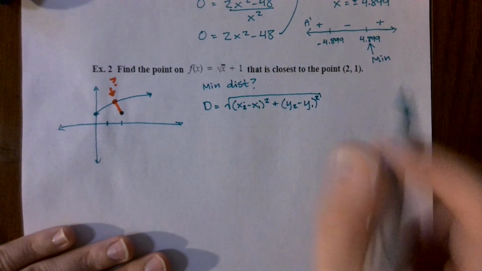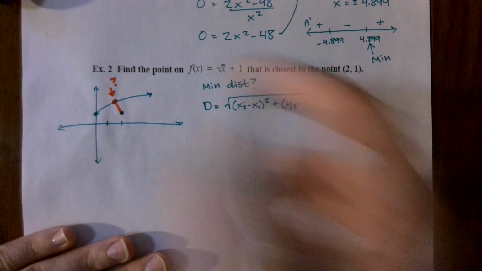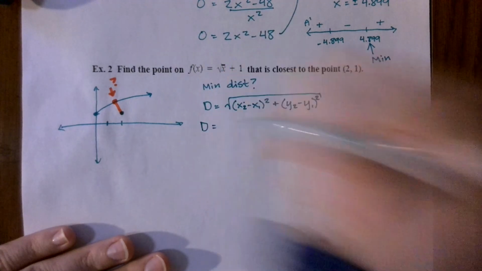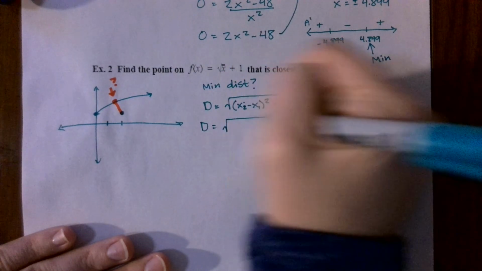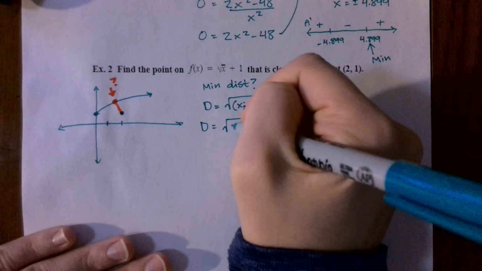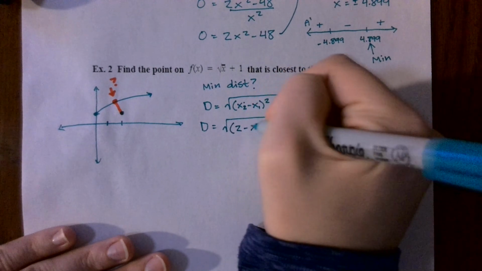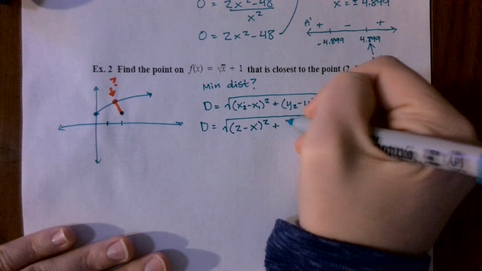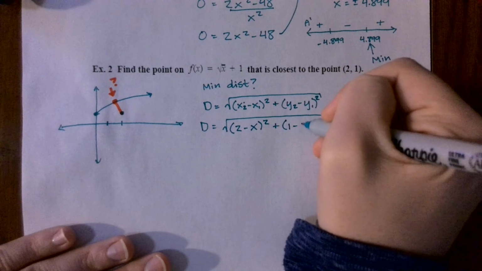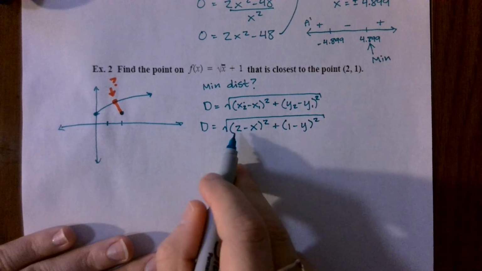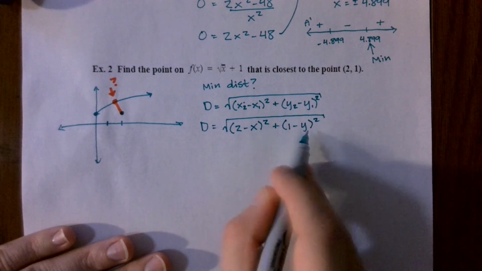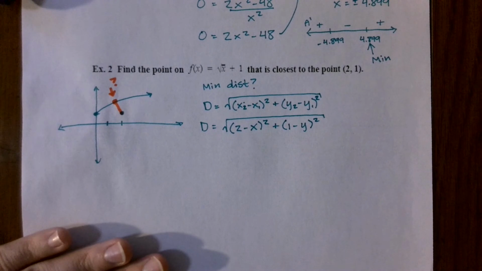And in this distance formula, I know that one of the points is (2, 1). I just don't know the point that is going to be closest to it. So I can plug in my (2, 1). It doesn't matter which part of it I use here, as long as it's the first number in both or the last number in both.